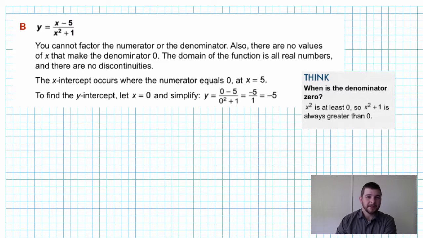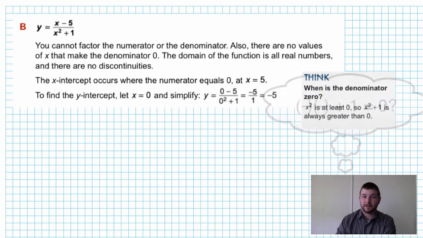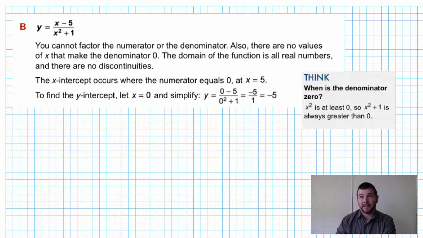Anyway, there are no values of x that make the denominator 0. Think about it. x squared plus 1: a negative times a negative is a positive, plus 1 wouldn't be 0. What if x is positive? 3 squared would be 9, 9 plus 1, nope. So they're right. The domain of the function is all real numbers, and there are no discontinuities.